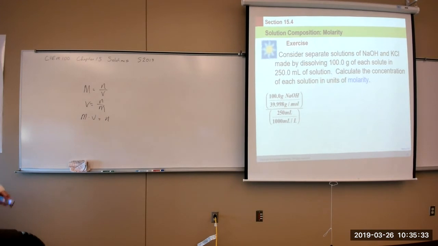So there's your sodium hydroxide. This means moles, and this means liters. So that gives you 10 molar sodium hydroxide. That's very concentrated. And if we do the same thing with potassium chloride, see the molar mass is higher, right? So we're going to have lower molarity because we have fewer moles, right? Almost half.